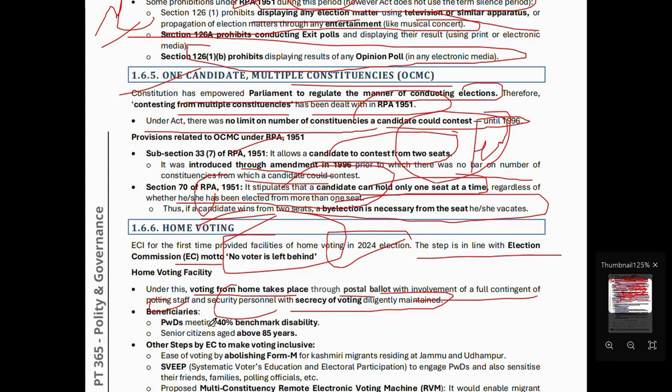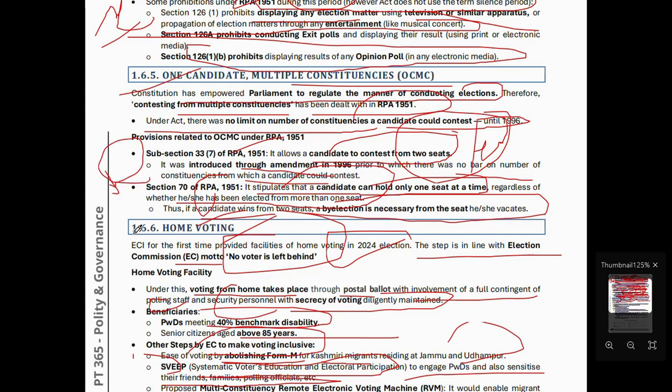Other steps by the Election Commission to make voting inclusive include ease of voting for Kashmiri migrants residing in Jammu and Kashmir, Udhampur. This is important: systematic voter education for electoral participation, to engage PwDs and also sensitize their friends, families, and polling officials. UPSC may ask whether SWEEP is related to health care, elections, or politics, so you need to be aware of it. What is SWEEP?